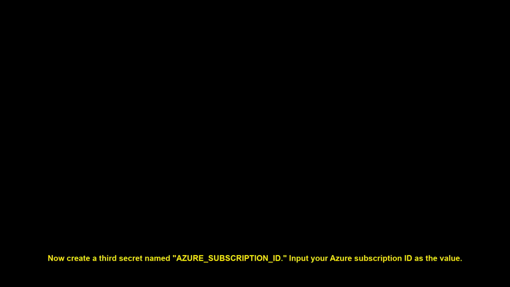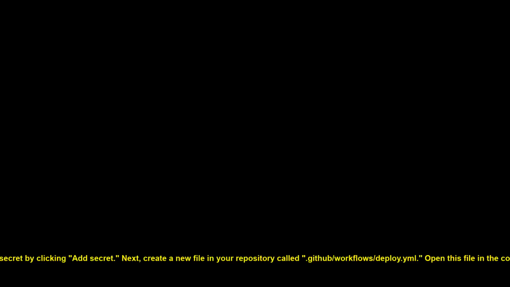Now create a third secret named Azure_subscription_ID. Input your Azure subscription ID as the value. Save this secret by clicking the Add Secret button. Create a fourth secret named Azure_tenant_ID. Input your Azure tenant ID in the value field. Save the secret by clicking Add Secret.